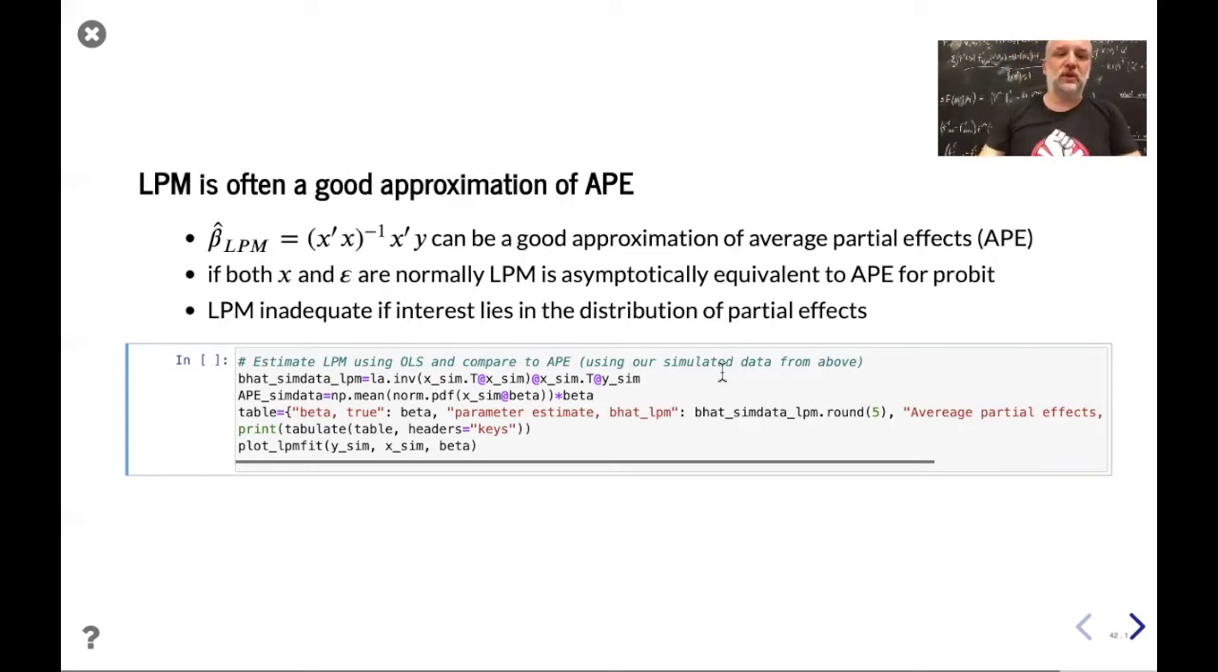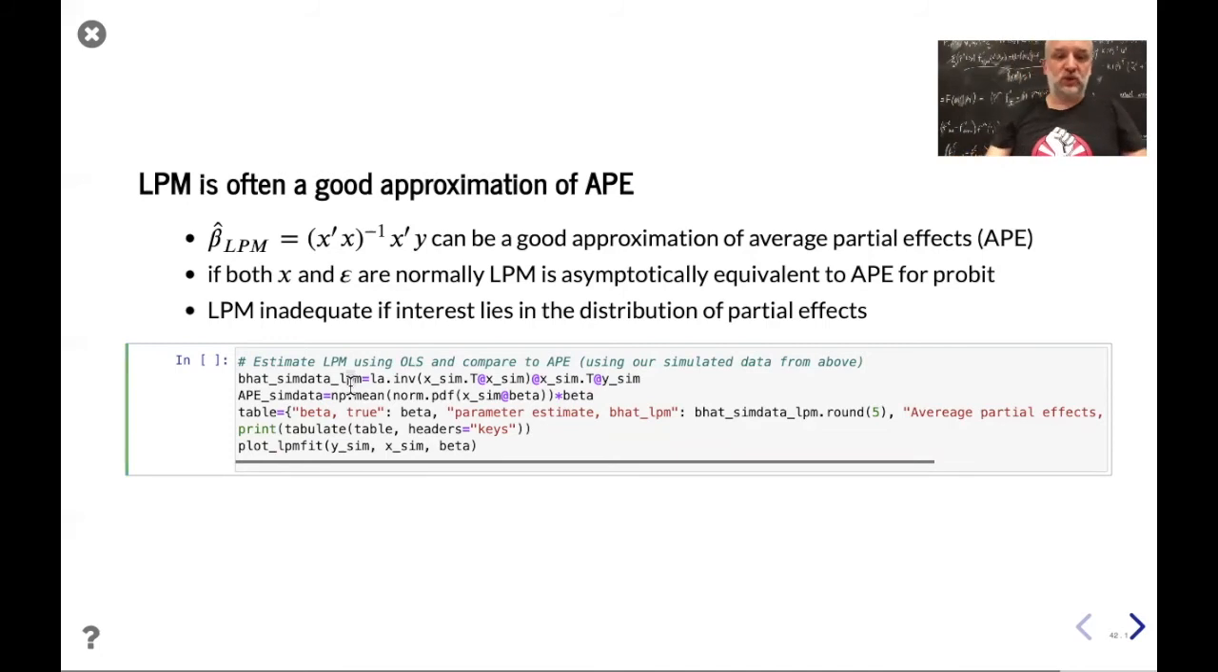Here I started out saying that one of the benefits of the linear probability model is that we estimate only one beta, so that's only one partial effect. And it's not really estimating those same coefficients that we have from the latent variable models, but it does estimate something else pretty nicely. It is a good approximation of the partial effect. In fact, if both the explanatory variables and the epsilons are normally distributed, then the linear probability model is asymptotically equivalent to the average partial effect for the probit model.